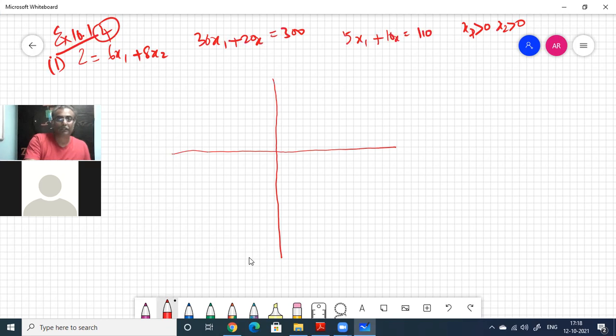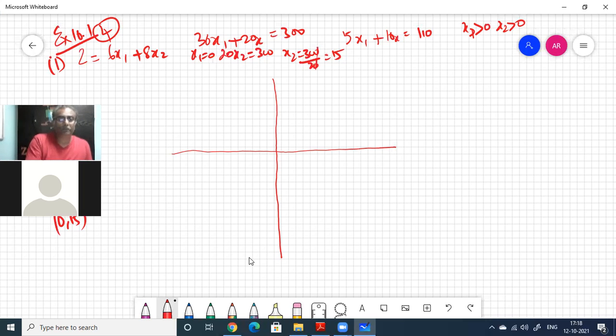So here first put x1 equal to 0, then 20x2 becomes 300. Then x2 becomes 300 by 20, 30 by 2, 15. So one point you are getting is x1 equal to 0, x2 is equal to 15. Okay, this is point A.